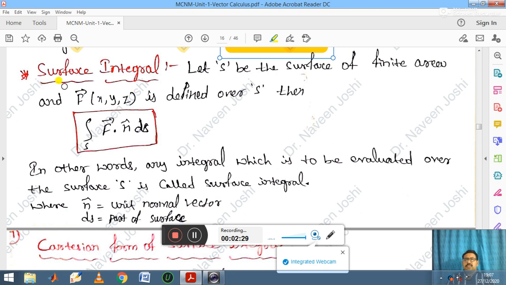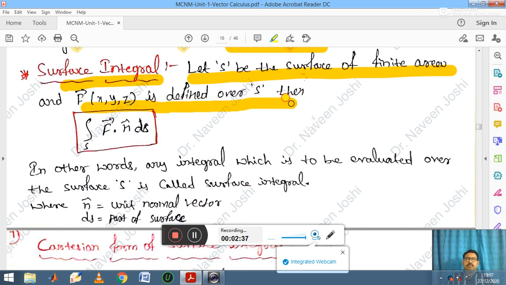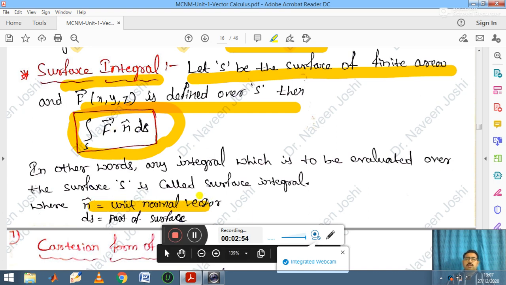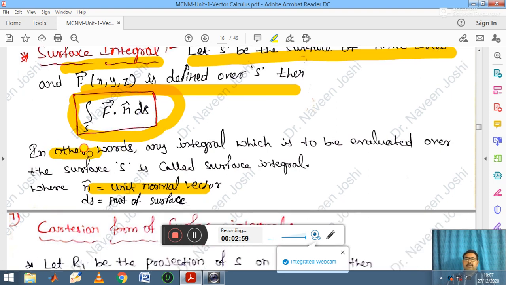Then surface integral. Let S be the surface of finite area and f of (x, y, z) is defined over S. Then integral f dot n ds is the notation of surface integral. So it is the dot product of f and n. So f is again a vector point function, and n denotes the unit normal vector, and ds is part of the surface. Okay, here in other words, any integral which is to be evaluated over the surface S is called surface integral.